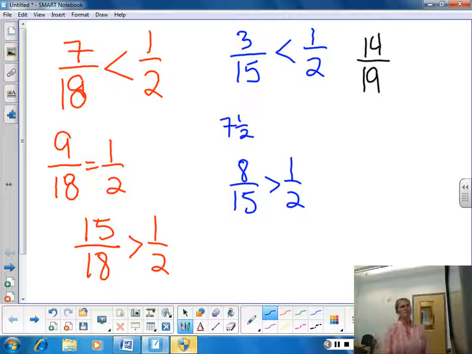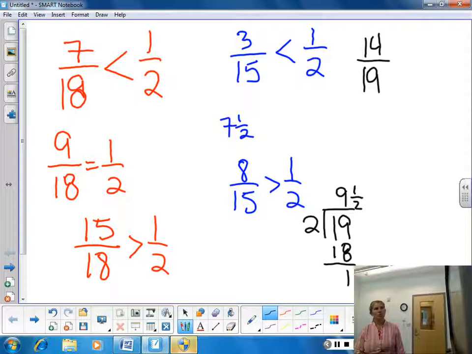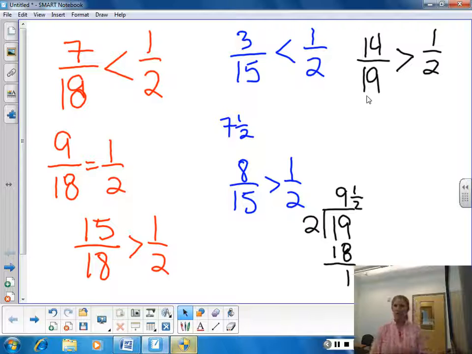And again, you don't have to be able to do that in your head. If you don't know what half of 19 is, do this. Write it down. 2 goes into 1, not at all. 2 goes into 19 9 times. You get a remainder of 1, so that's where we get our fractional remainder and get 9.5. So 14 is definitely more than 9.5. So 14/19 is greater than 1/2. So that's what I want you to do on that problem: look at your halfway point and then decide if your numerator is less than or greater than the halfway point. And that's what we're looking for you to say.